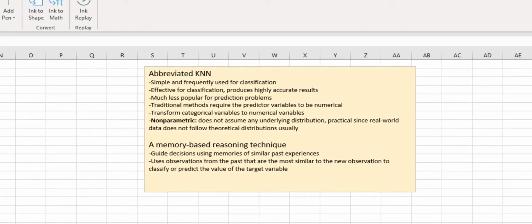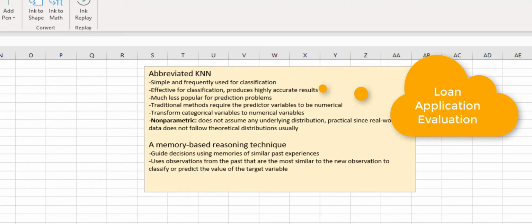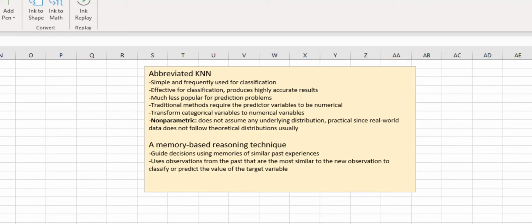The KNN method has been used in numerous applications, including consumer credit rating assessment, loan application evaluation, fraud detection, and medical diagnosis. It is one of the simplest and also most frequently used data mining techniques for classification when the response variable is categorical, and for prediction when the response variable is numerical. In KNN, if you have categorical predictor variables that are not numerical, then first you need to transform them to numerical variables.